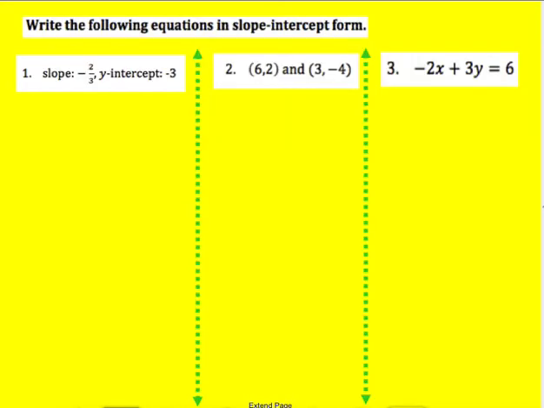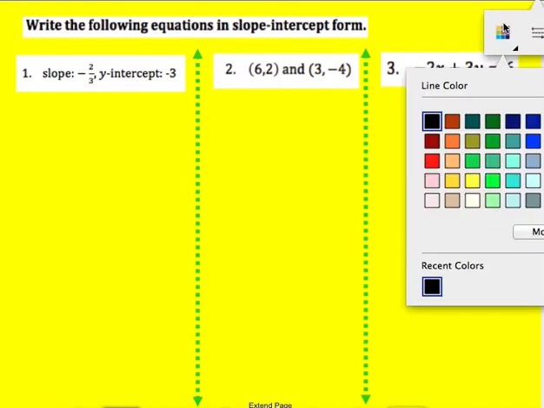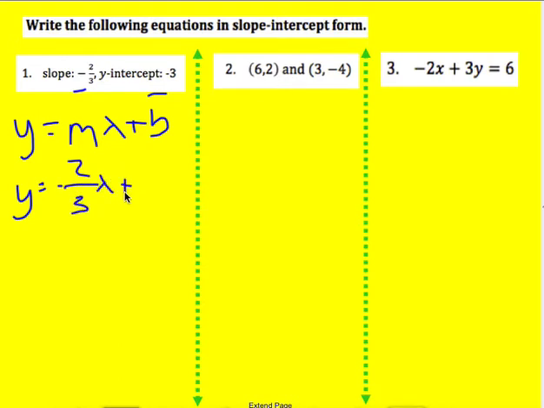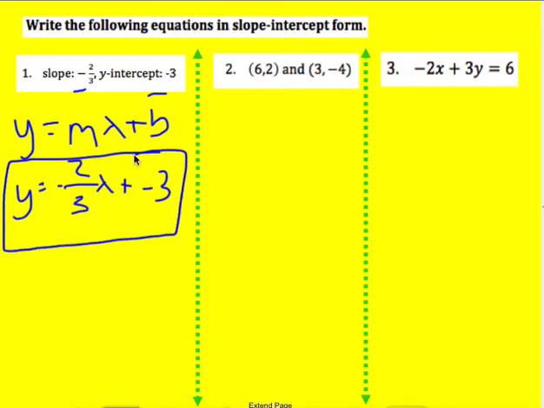We have 3 problems, and all of these ask us to put the following equations into slope-intercept form. The first one gives us our slope and our intercept, so we just plug it into the formula y is equal to mx plus b. Our slope is negative 2/3 and our y-intercept is negative 3, so I get y equals negative 2/3 x plus a negative 3. And that's my slope-intercept form. For slope-intercept form, your y always needs to be isolated by itself.